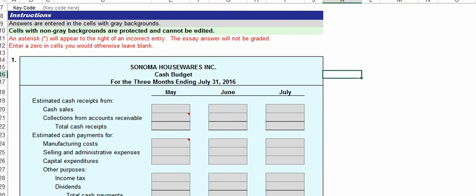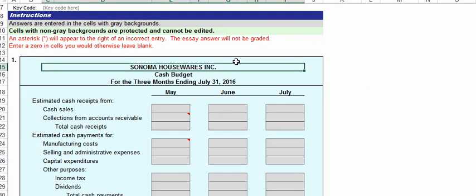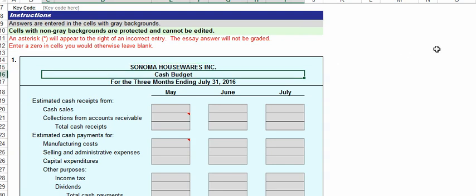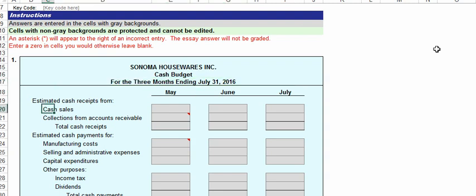Okay, so you would start with a heading, Sonoma Housewares Incorporated. This is our cash budget. And notice it's dated for the 3 months ending July 31st, 2016. It says ending because it hasn't happened yet. Remember, we're at May 1st. So we'll start with our first section, called Estimated Cash Receipts From.